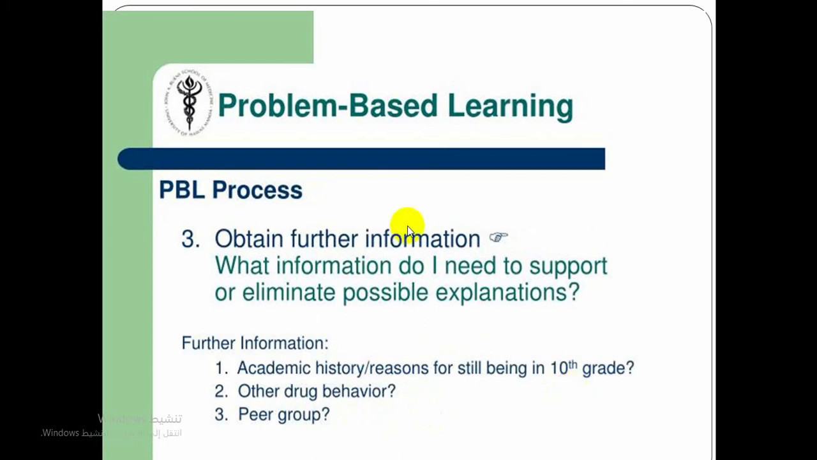Third step here, you need to obtain further information by answering this question: what information do I need to support or eliminate possible explanations? For example, we have further information such as academic history, reasons for still being in 10th grade, maybe other drug-related behavior or peer group.